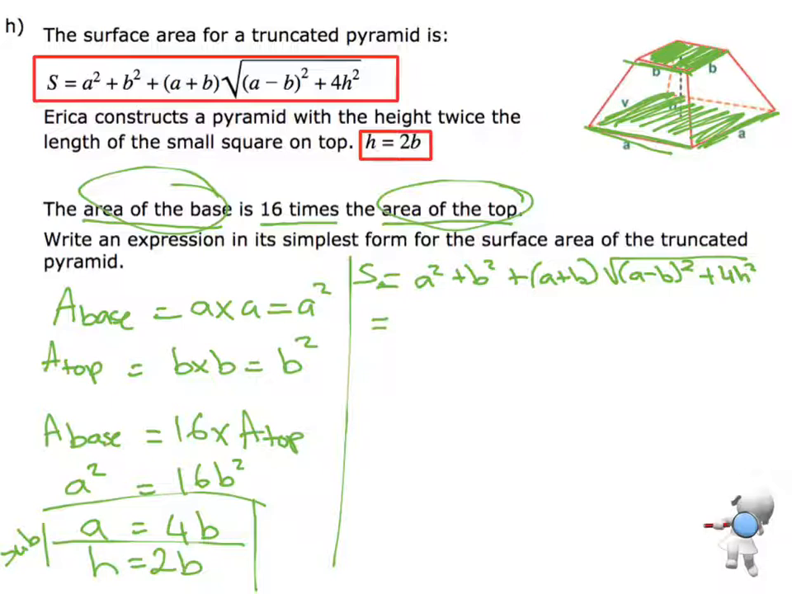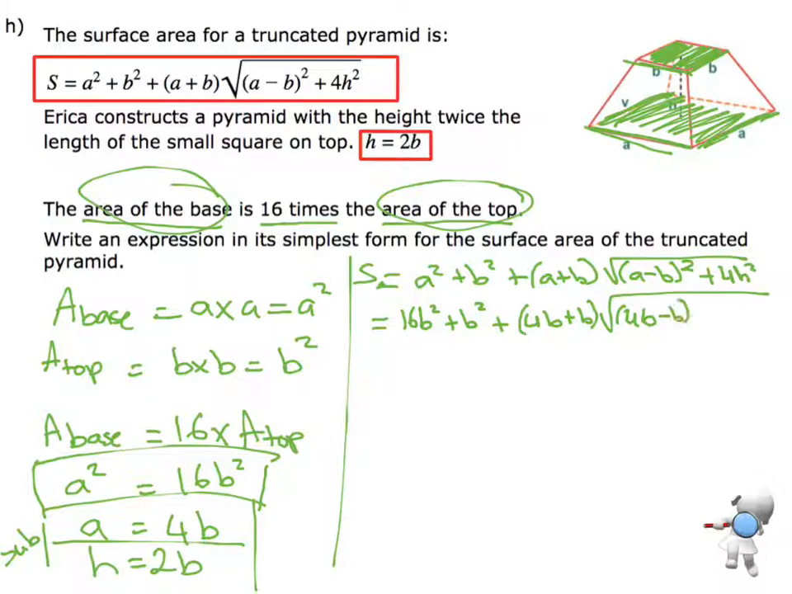Okay, so let's do some substituting. In place of A squared, I'm going to replace A squared with 16B squared. So that's 16B squared plus B squared plus, and in place of A, I can replace A with 4B, plus B, times the square root of, replacing A with 4B, take away B squared, plus 4 times H squared. Well, we know H is equal to 2B, so I'm going to replace H with 2B, squared.